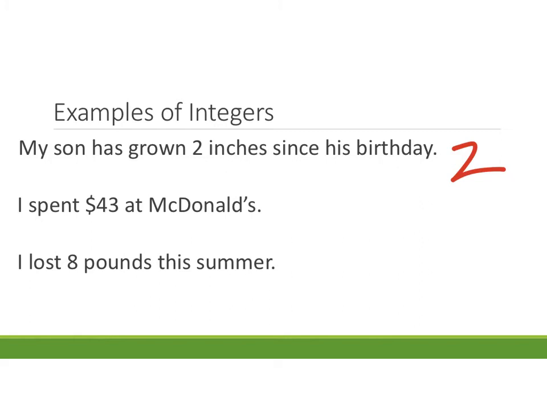Next up, I spent $23 at McDonald's. Now, we know you're spending 23. It's just a matter of, well, are we talking about positive or negative? It was money spent, which means that you lost it. And losses are always represented, usually anyways, by negatives. So the same thing would work on the third one here. I lost 8 pounds this summer. So we know it's 8 total, and it's a loss, which means it would also be negative.